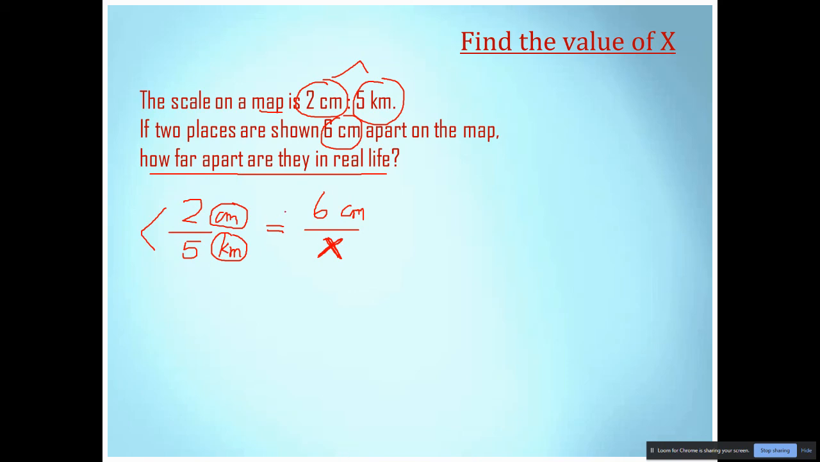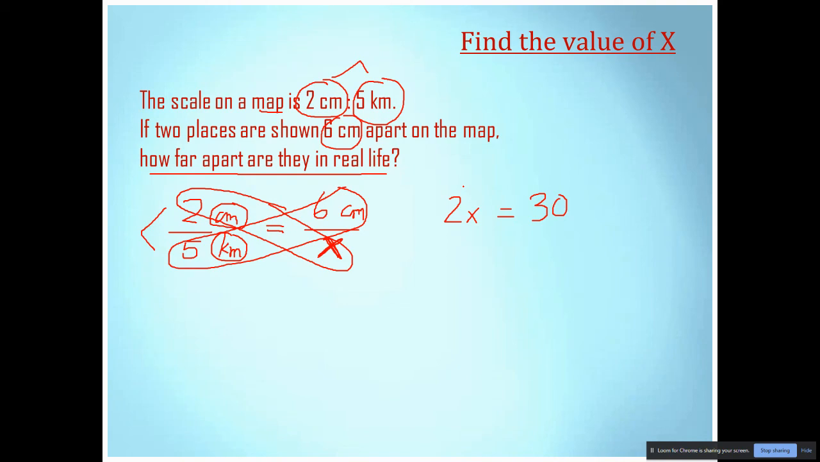So to do that, let's cross multiply. 2 times x is 2x. And then 5 times 6 is 30. Now to remove the 2 over here, we put that below 30, or divide 30 by 2. Now x is equal to 15. Then that means that is 15 kilometers in real life. Right? 6 centimeters is 15 kilometers in real life.